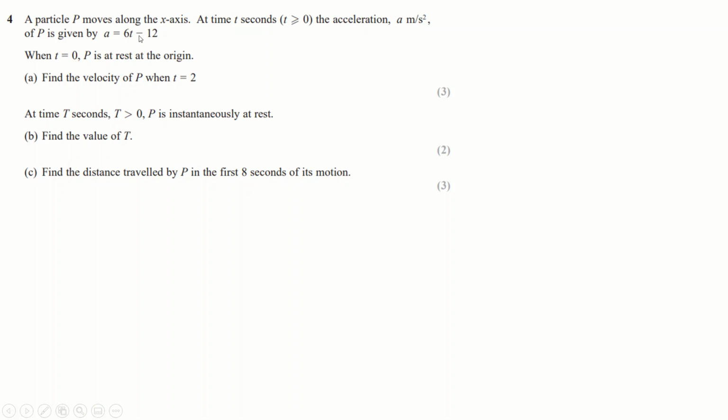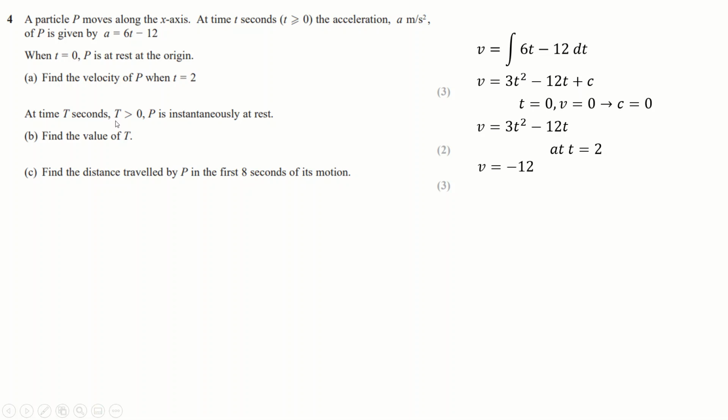So if you've got the acceleration in terms of t, I need to integrate to find the velocity. I'll integrate it then, that's with a plus c, remember, but it says when t is 0, the velocity is 0. So when t is 0, v is 0, which means c is 0, so that's just the function for v. Put in time as 2, and we work out our answer there.